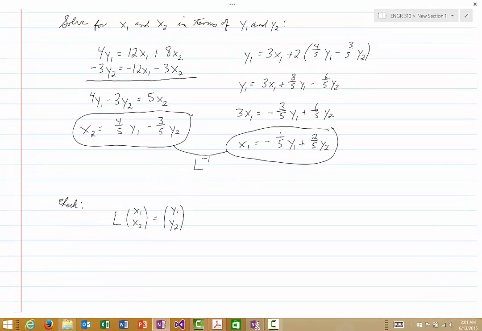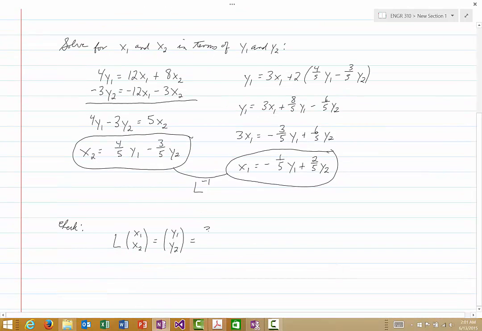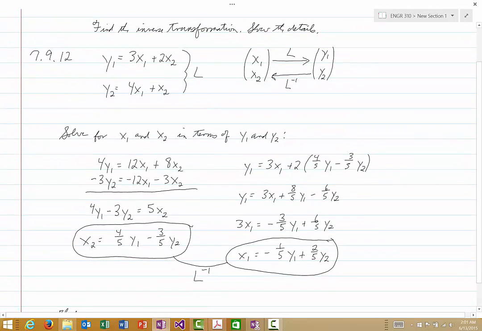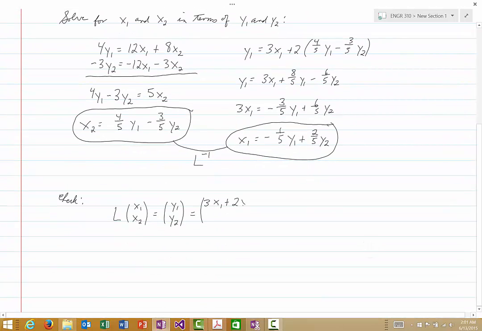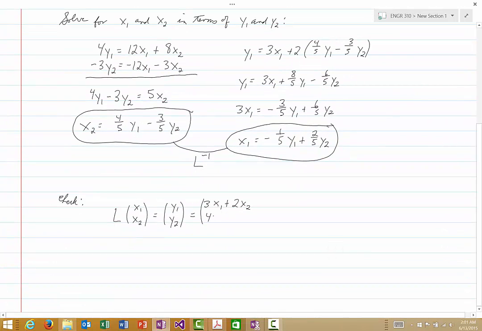So we have this is equal to 3x1 plus 2x2, and 4x1 plus x2 is the value for y2. And note that this can be written in this way. We could have the matrix 3, 2, 4, 1 times the vector x1, x2.